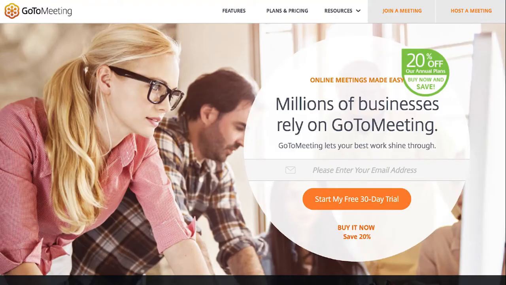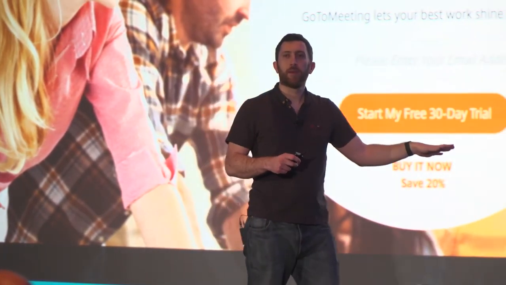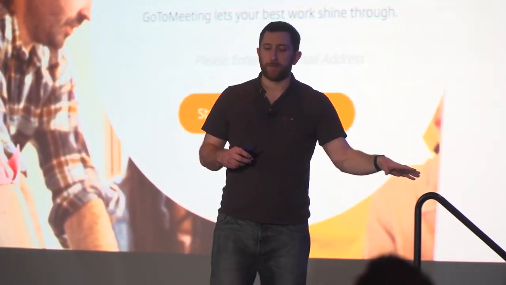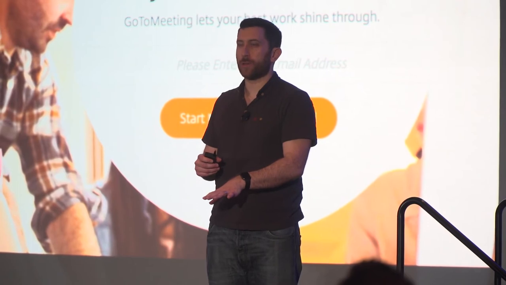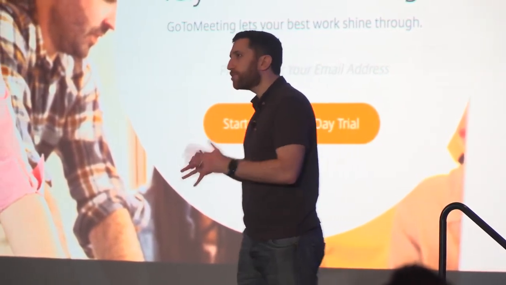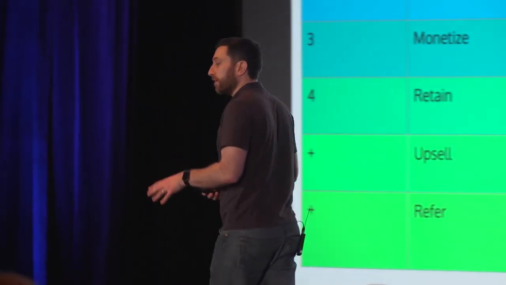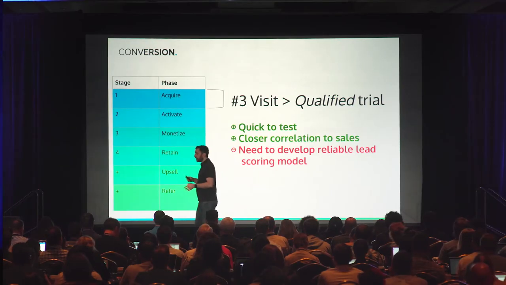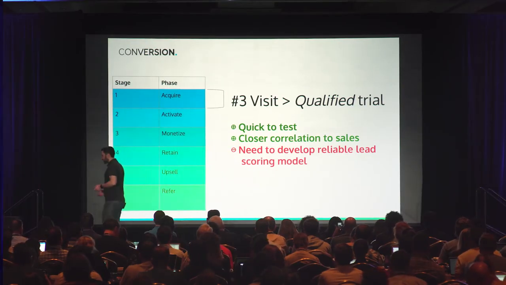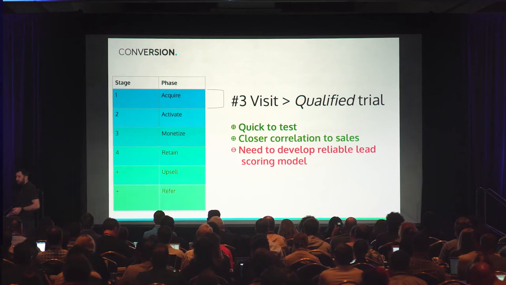So if I fill out that email address field with my Gmail address, I am less likely to sign up to being a paying customer than if I use my conversion.com address. So they can apply a very simple lead scoring model that gives them a slightly better handle on whether people are going to convert into being a paying customer. The downside of that is that you have to develop this lead scoring model, and it doesn't always apply in every business.